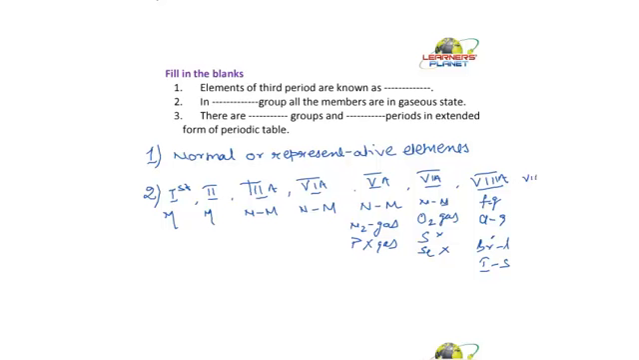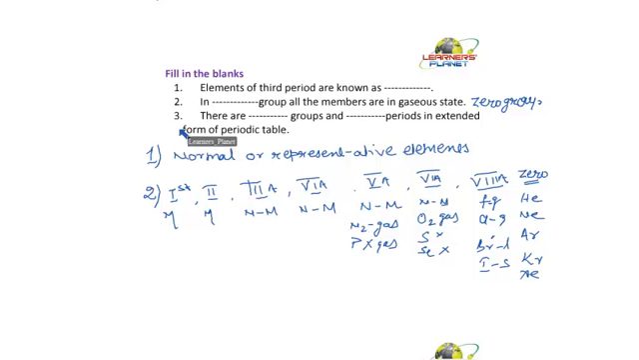But if I take up the zero group, so what are the elements here in the zero group? They are helium, which is a gas, neon, gas, argon, gas, krypton, gas, xenon is a gas. So in the zero group, the elements are gaseous in nature. So in dash group, all the elements are in gaseous nature. What would be its answer, students? It would be zero group. I hope you'll remember this.